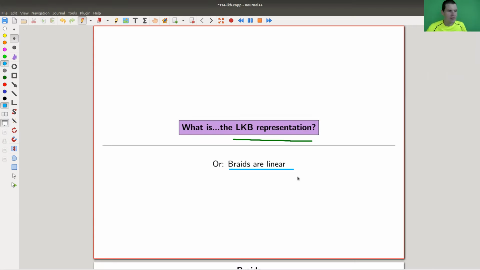This is short for Lawrence, Krammer, Bigelow. The three people worked on this, and the two papers I just mentioned are by Krammer and Bigelow, and the representation originally was introduced by Lawrence. That's where the name comes from. But it's really great. It's really great, and I will show you some code and all that.